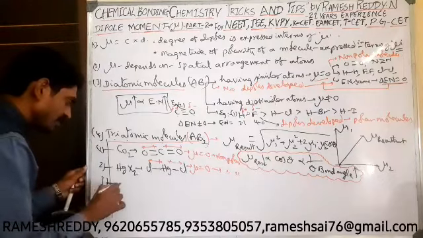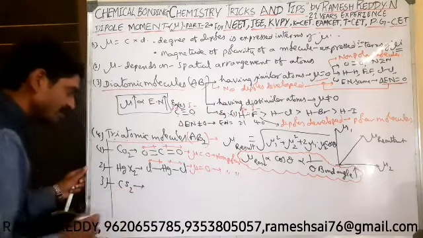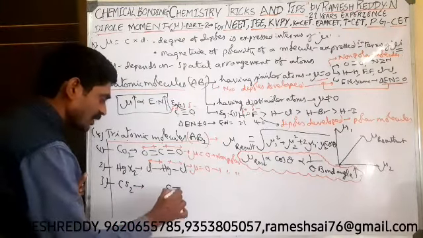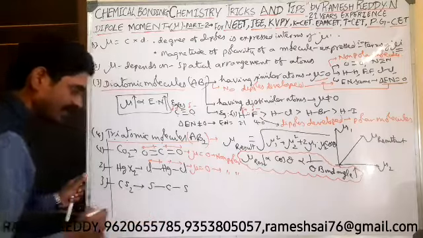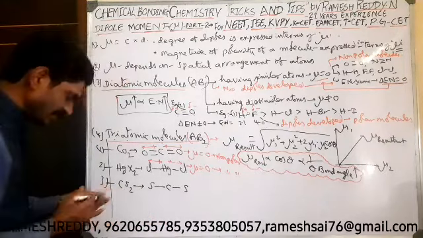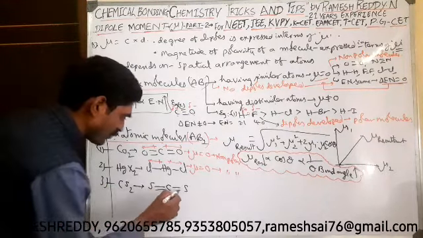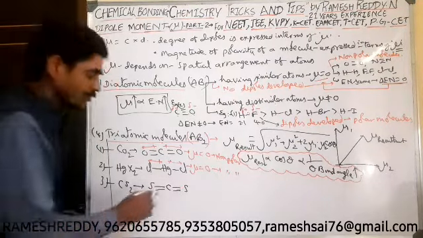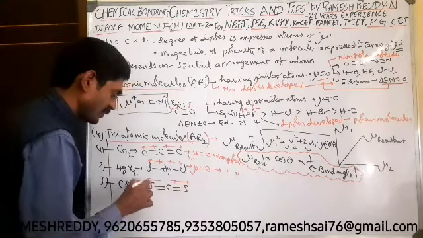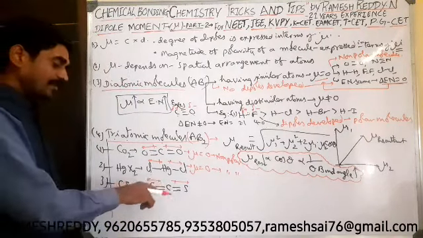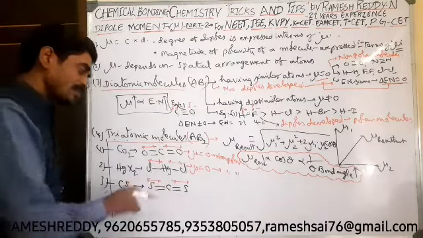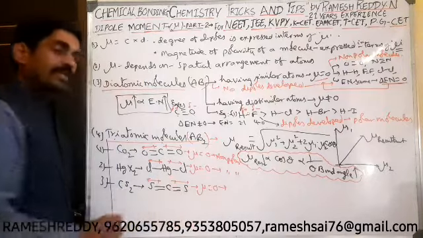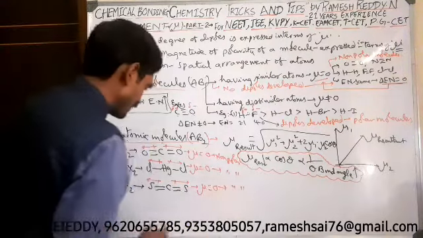Then take carbon disulfide, CS2. Here the central atom is carbon and it is surrounded by 2 sulfur atoms. Carbon has 4 bonds, 1, 2, 3, 4. Here sulfur is more electronegative, so the bond dipoles are towards the sulfur. The magnitude of mu1 and mu2 is the same but in opposite direction, so both cancel each other. So the dipole moment is 0. It is also a non-polar molecule.